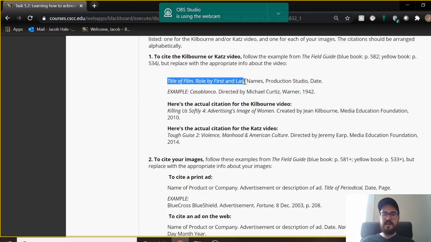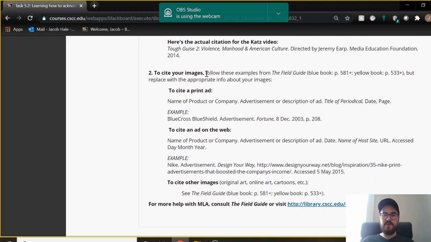And here we have the formula that you would follow. Title of film, the role, so for instance, the role here, created by Gene Kilborn, production studio, and date. And then you'll also be citing your images.